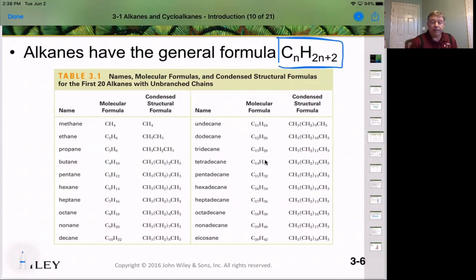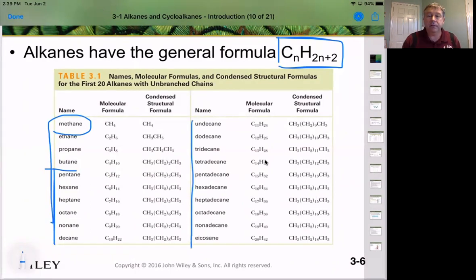Okay, so it's important that we learn the different names for the different groups. The first 3 are special, and then the rest follow the usual metric system of penta, hexa, hepta, octa. So we just have to remember that the 1 carbon is methane, 2 carbon is ethane, 3 carbon is propane, and 4 carbon is butane. After that, it follows the standard metric system.